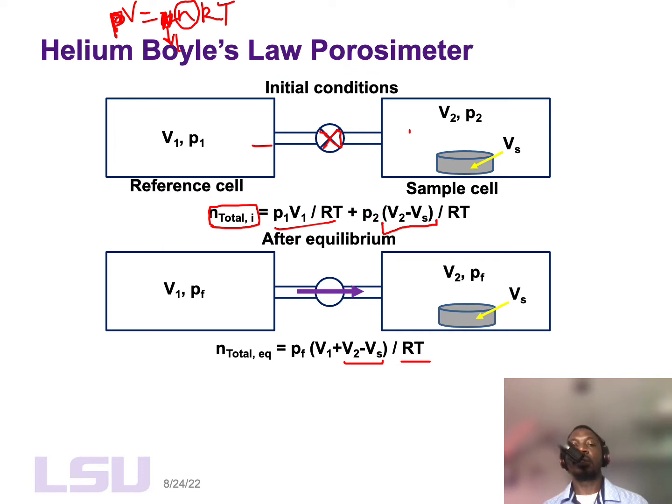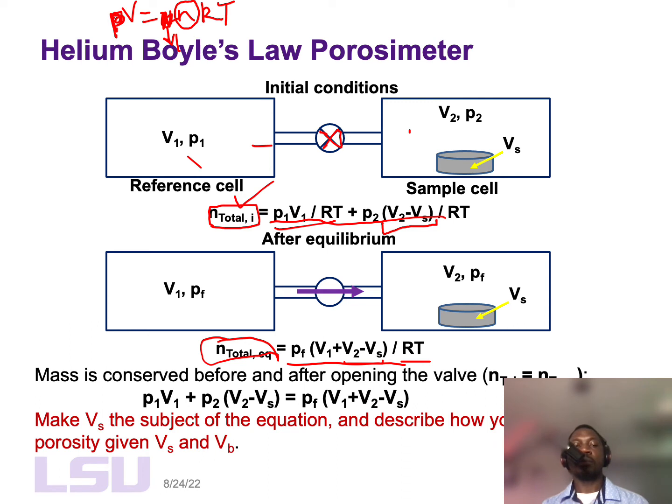So you notice this system was isolated from the environment throughout the duration of the experiment. What that means is that the total number of moles in the initial state will be equal to the total number of moles at equilibrium. So we can write this on the left hand side and put this on the right hand side and equate them together. And that's how we calculate the solid grain volume. So that's the assumption. Mass is conserved. Number of moles at equilibrium is equal to number of moles at initial conditions. And then we've equated them together as shown here.